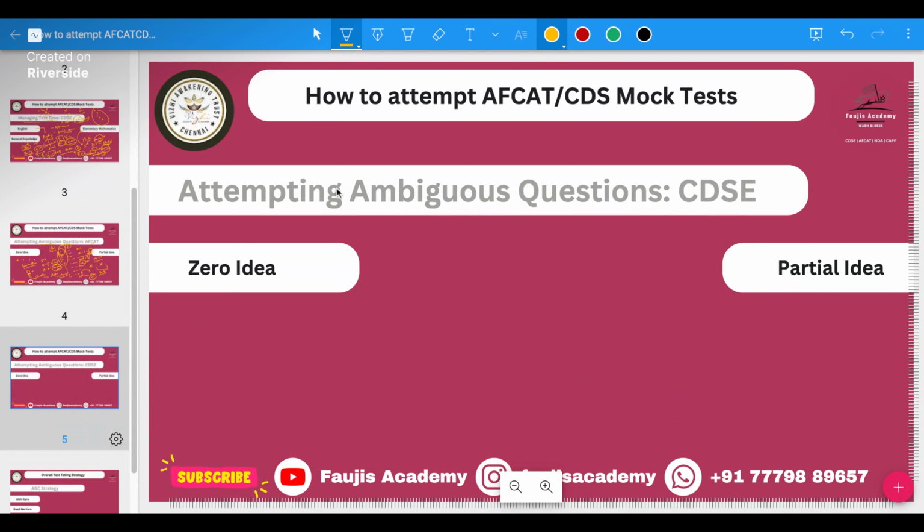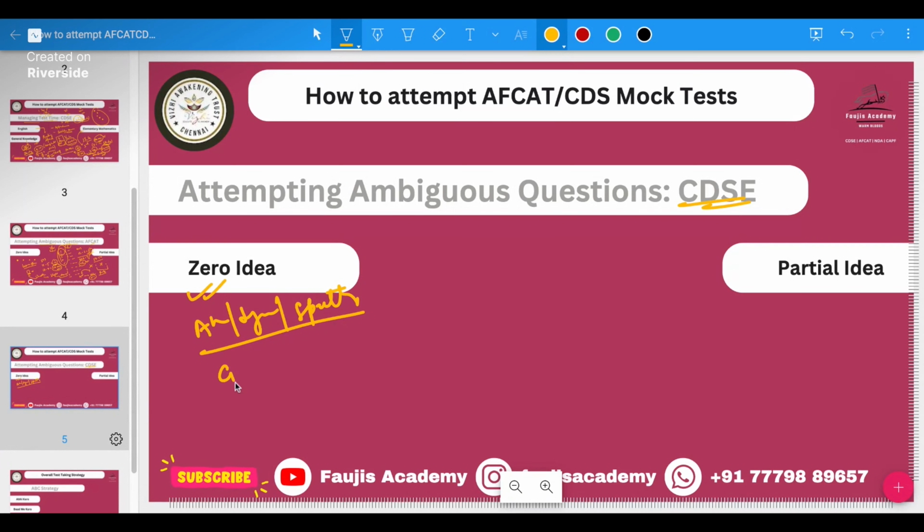Now, talking specifically about this ambiguous question in CDS, I'll tell you my strategy as far as zero idea in English is concerned. I would respect them: antonyms, synonyms, and a few of the spotting error type of questions. I would leave them. I would respect them for the sake of respecting them. I would not disturb them, right?